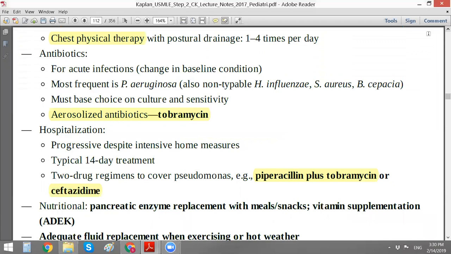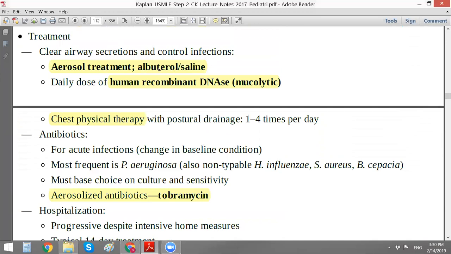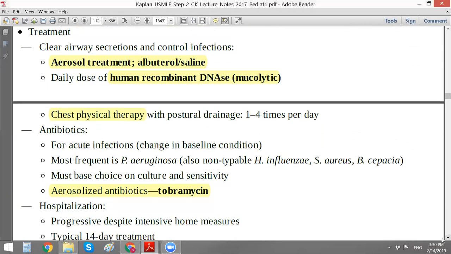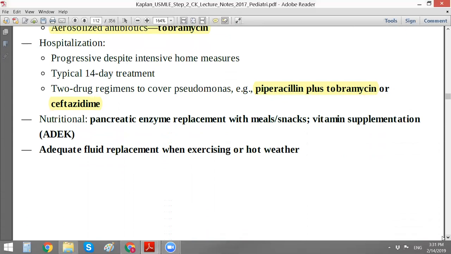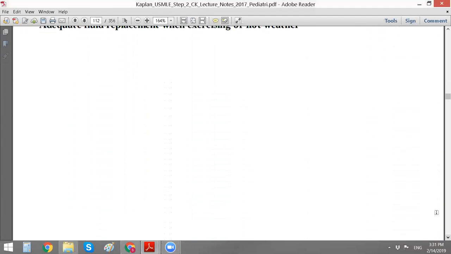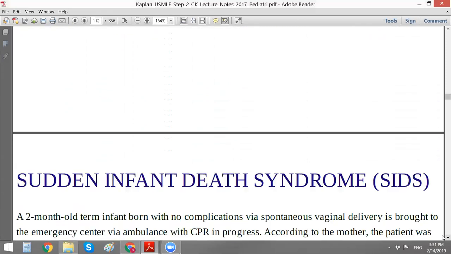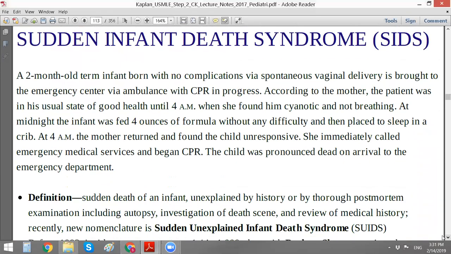So the basics are chest physical therapy, and we are giving them aerosol treatment, albuterol and saline, and recombinant DNase. Then antibiotics if there is a change in the baseline. Aerosolized antibiotics can be used for inflammation. Hospitalization with 2-drug treatment, piperacillin plus tobramycin or ceftazidime, then pancreatic enzyme replacement and adequate fluid replacement when exercising or in hot weather. They haven't told us anything about ivacaftor.